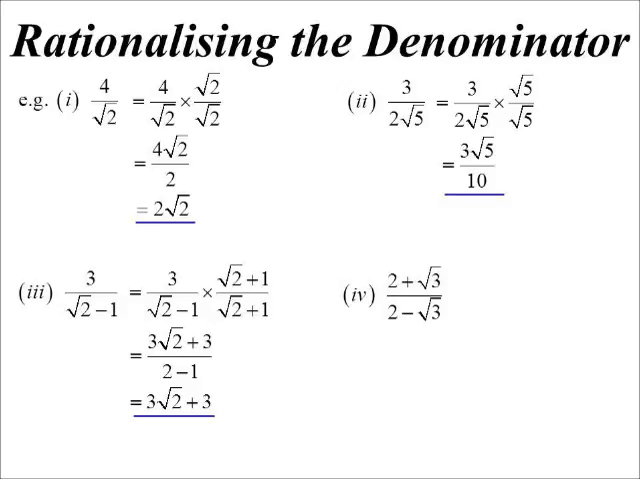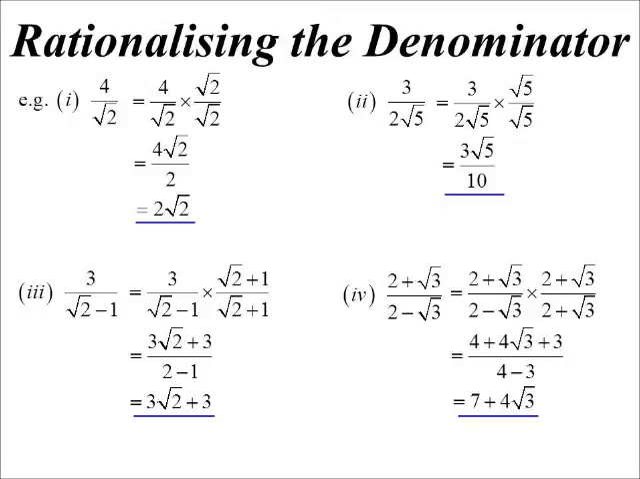2 plus root 3, classic question. They love these ones because, you know, it's sort of got a nice pattern to it. Multiply by 2 plus root 3 on 2 plus root 3. And so again, on the bottom, difference of 2 squares: 4 minus 3. On the top, 4 plus 4 root 3 plus 3. 4 minus 3 is 1. 7 plus 4 root 3.